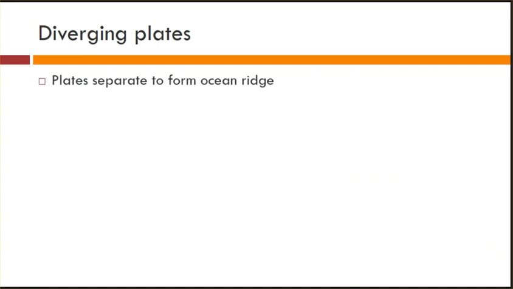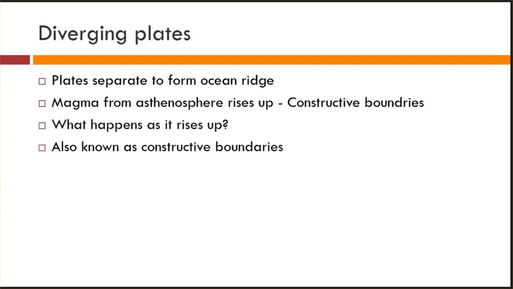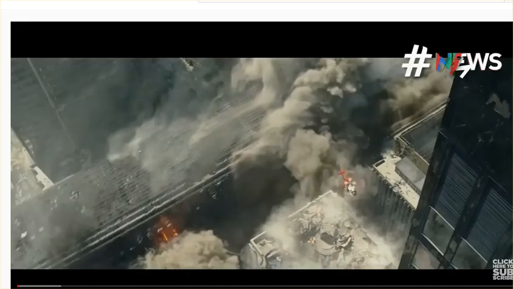All right. Next one, diverging. The plates separate. That's what diverge means. Magma from the asthenosphere rises up and constructs new land. Okay? So you guys already said what happens. It's known as constructive boundaries. It can happen on land. Some examples are Iceland and East Africa. All right?